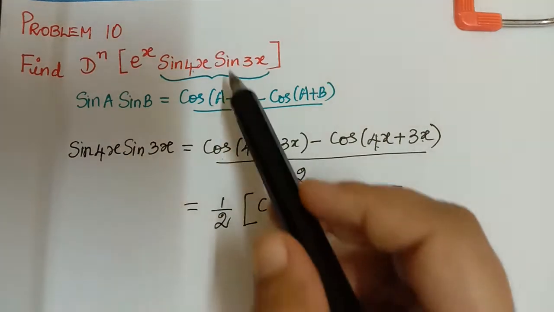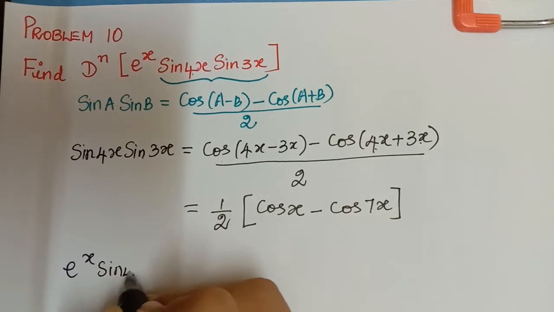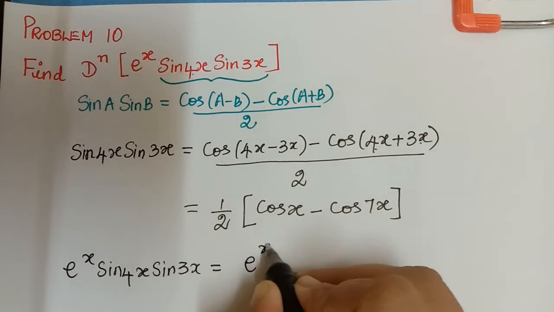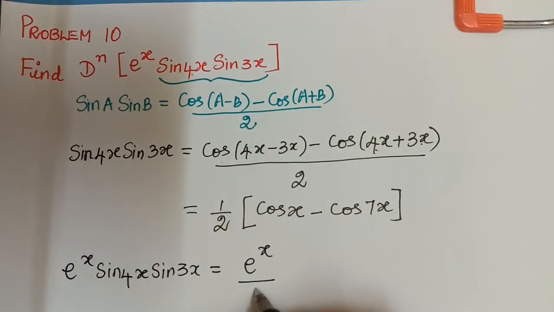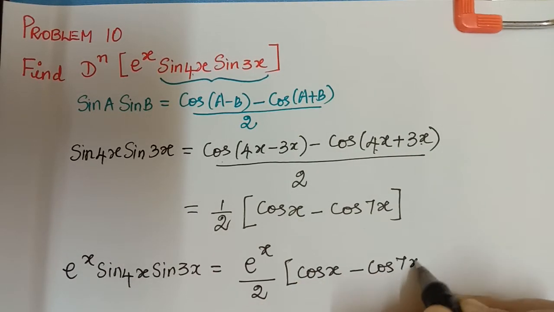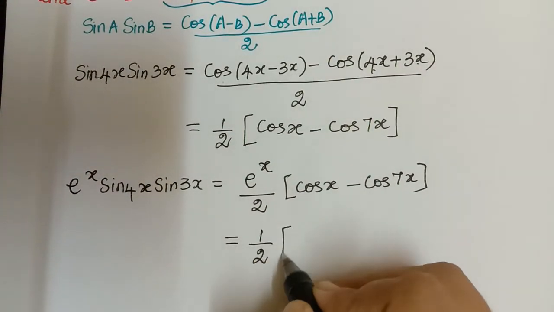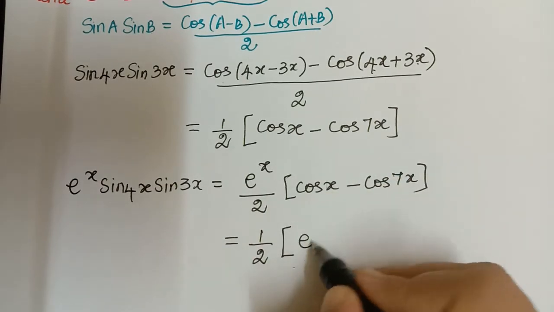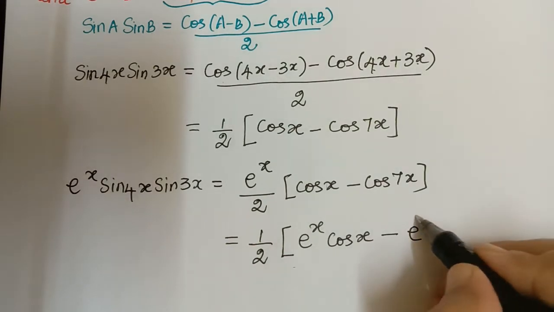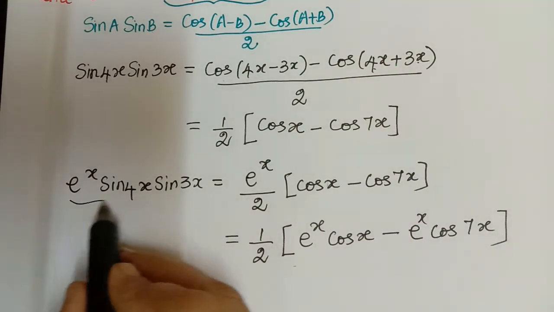So now when we take this and substitute here, we get e power x sine 4x sine 3x equal to e power x multiplied with this. So e power x by 2 into cos x minus cos 7x. So this 1 by 2 we will have outside, and we will take this e power x inside the bracket. So it will become e power x cos x minus e power x cos 7x. Now we shall find the nth derivative of this.